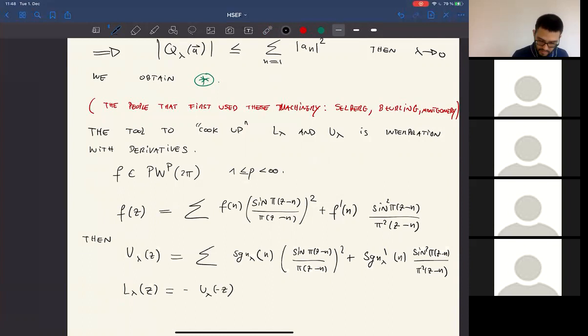There's just one small detail that you have to realize. This function here is always differentiable, but not at the origin. So this thing is not well defined at the origin. Also, the function value at the origin is discontinuous. From the right it is one, and from the left it is minus one.